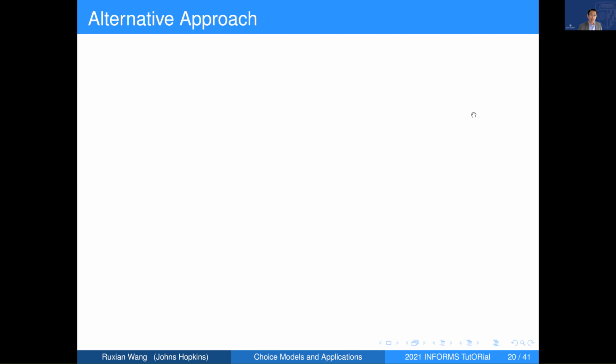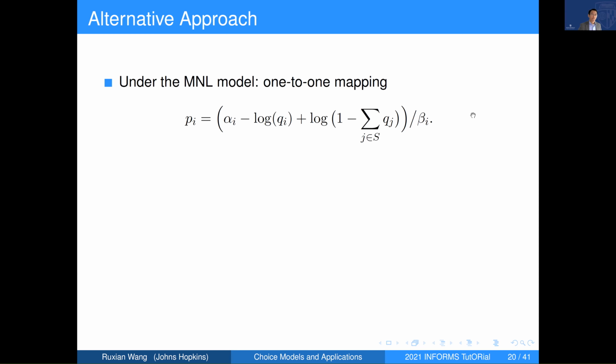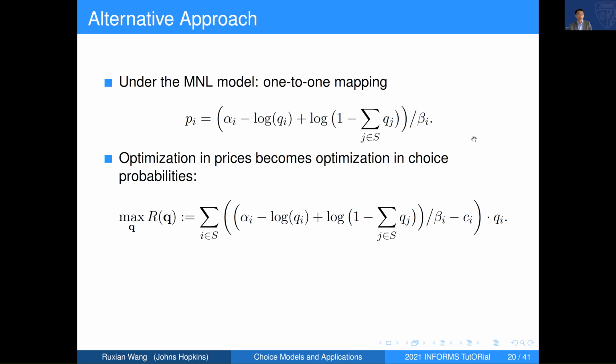Here we introduce an alternative approach, because under the MNL model there is a one-to-one mapping between the price vector and the choice probability vector. You can see here we can express the price p_i in terms of the choice probabilities Q. The optimization in prices becomes optimization in choice probabilities. Here you have a new formulation. The decision variable is the choice probabilities.